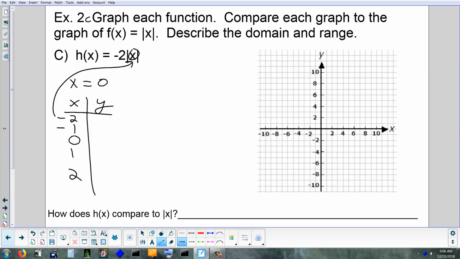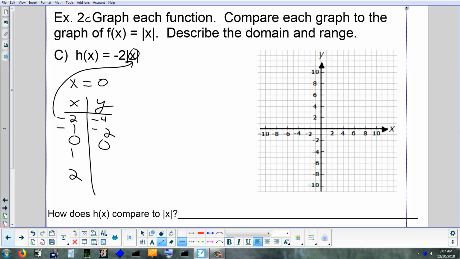To save time, I'm just going to plug them in and we'll do it together. When you plug in -2, what's the absolute value of -2? 2. 2 times -2. -4. Yep. Next one. Plug in -1. What's the absolute value of -1? 1. 1 times -2. -2. Let's do 0. Absolute value of 0. 0. 0 times -2. 0.